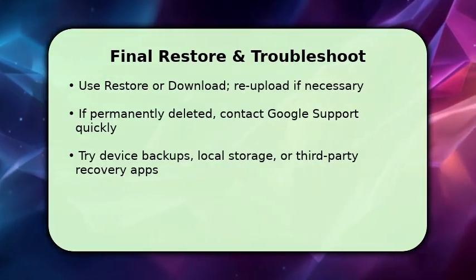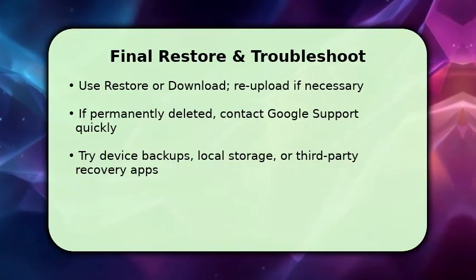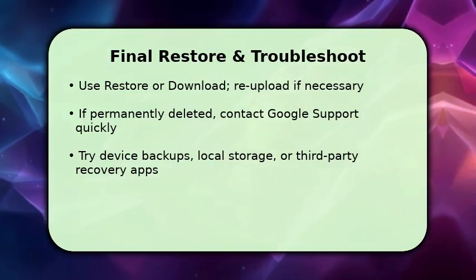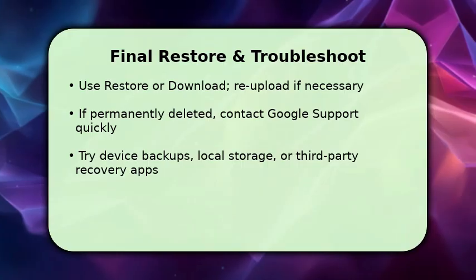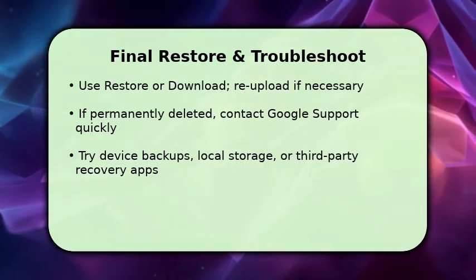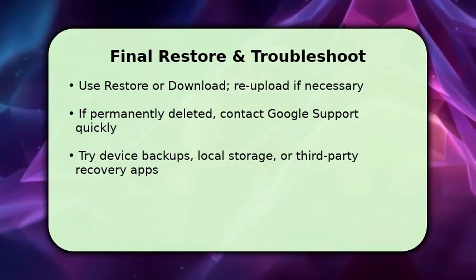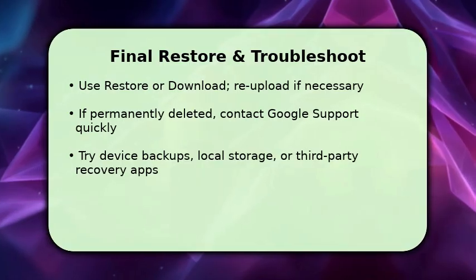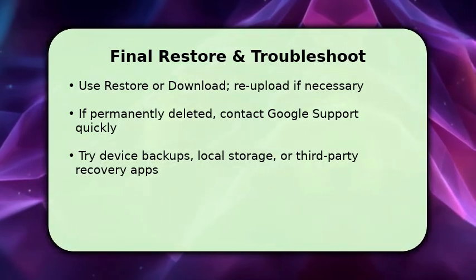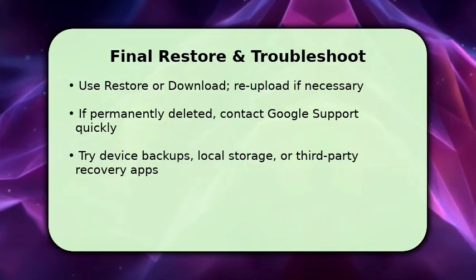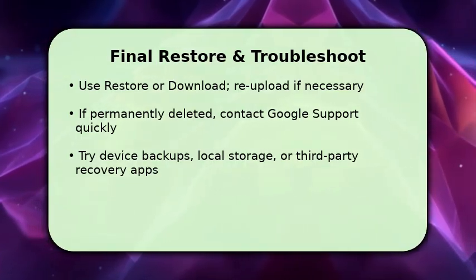If the item was permanently deleted past 60 days, contact Google support right away. Sometimes they can help, but success is limited. If support can't help, check device backups or use a reputable file recovery app on the original device. One key tip: stop using the device to prevent overwrite if you attempt local recovery.